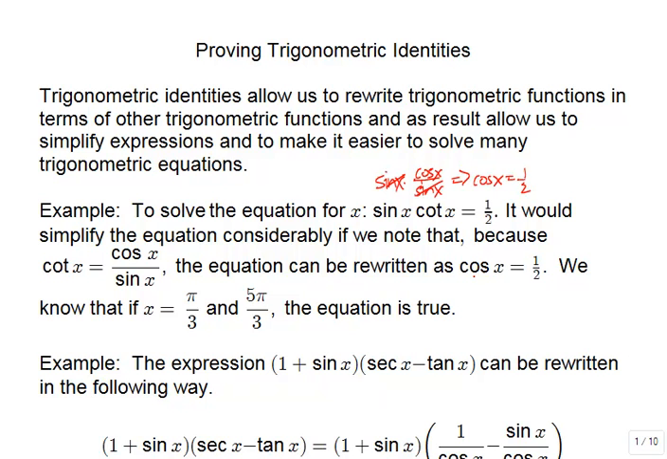And we know where cosine x equals a half. It equals a half if x is pi over 3 in quadrant 1 or 5 pi over 3 in quadrant 4. So those would be the values of x where the equation is true.